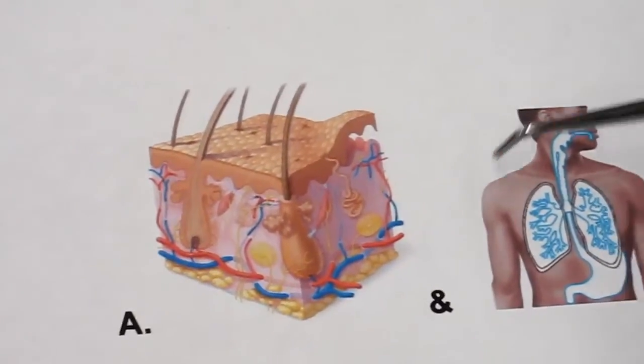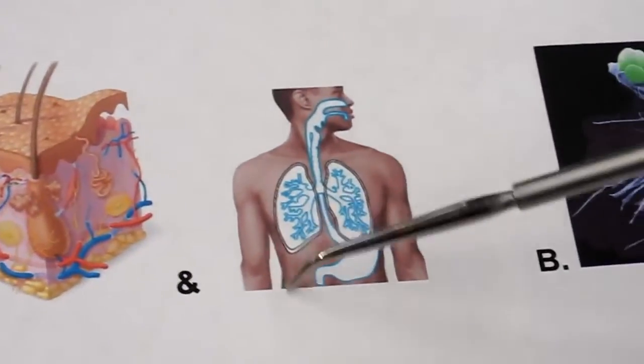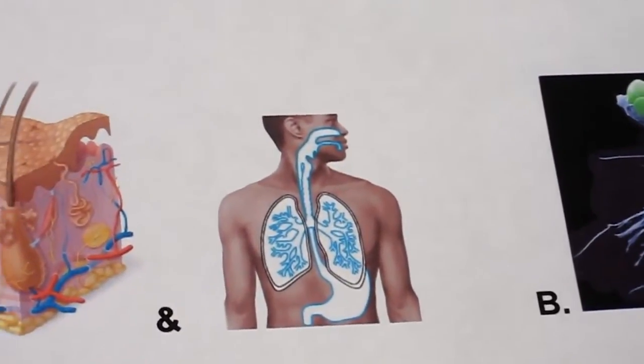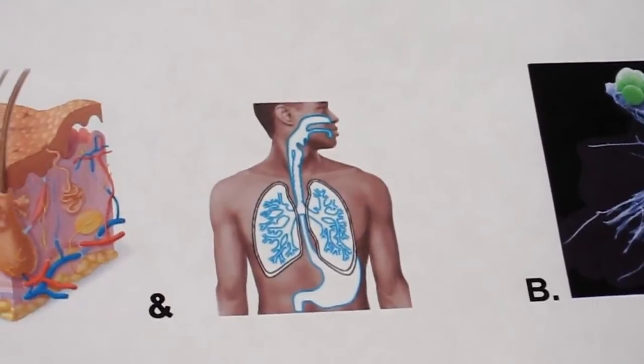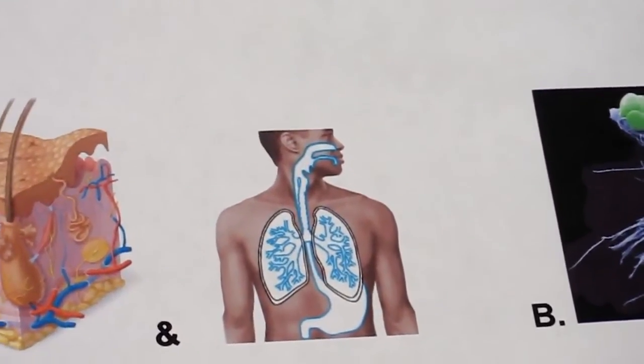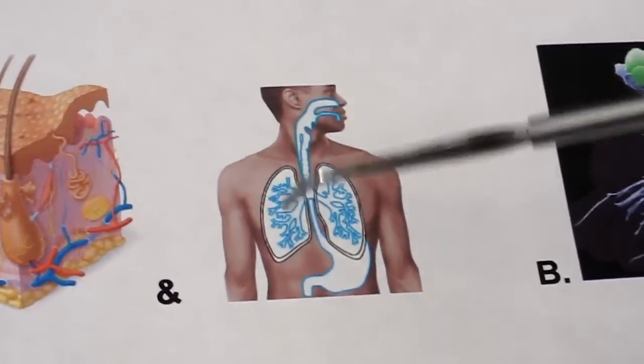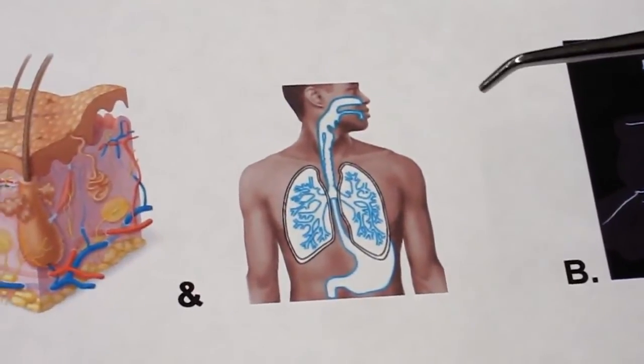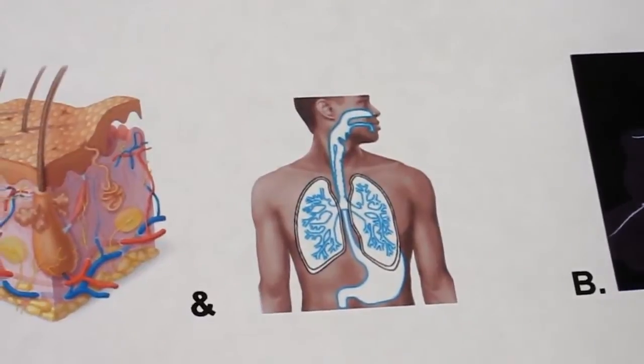Okay, and then we also have, as a surface barrier, our mucous membranes. Okay, and the mucous membranes are going to have the ability also, through their structure, to keep pathogens out, and they'll also produce secretions that would either retard bacterial growth or kill bacteria outright.